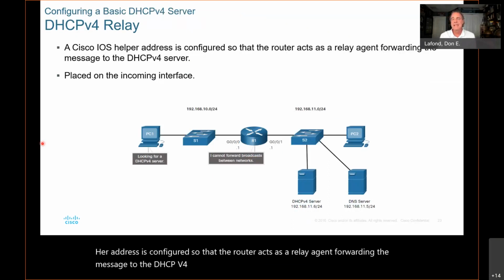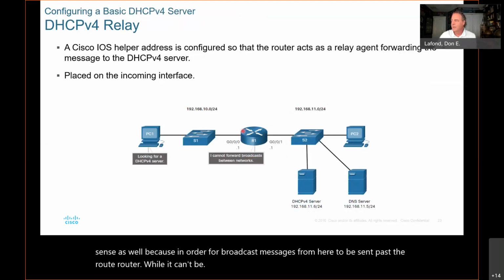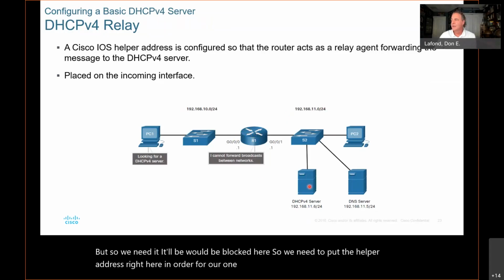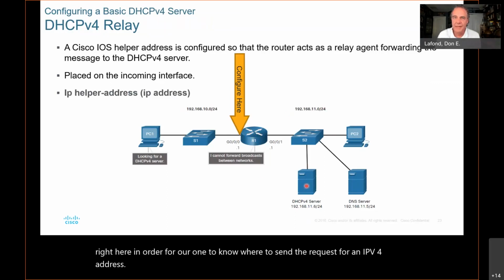It's placed on the incoming interface. That makes sense as well, because broadcast messages from here can't be sent past the router; they would be blocked here. So we need to put the helper address right here in order for R1 to know where to send the request for an IPv4 address. So it's configured right there.